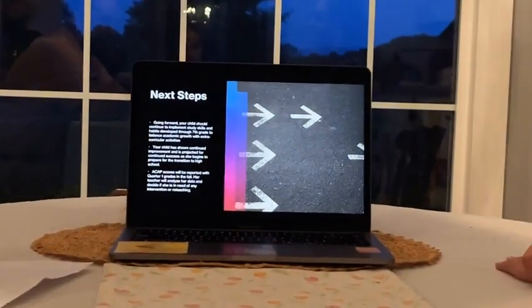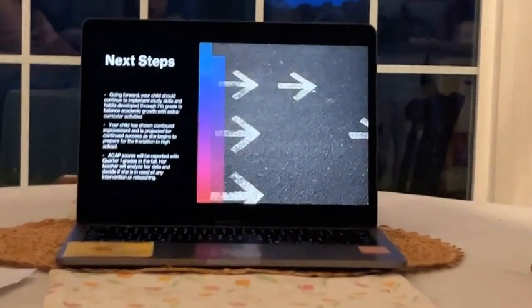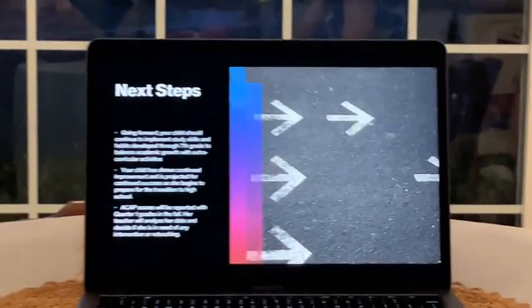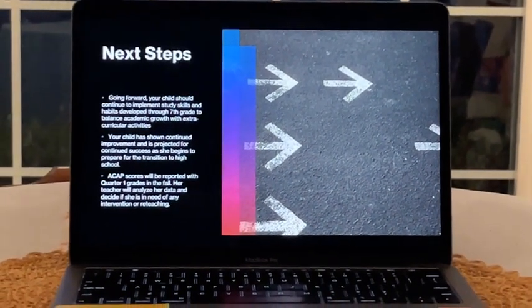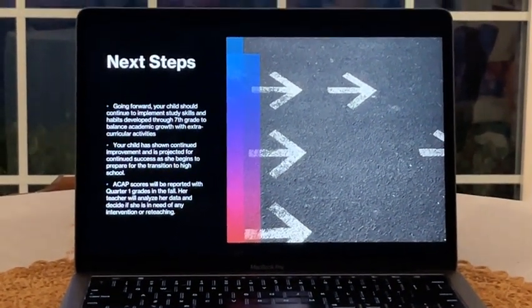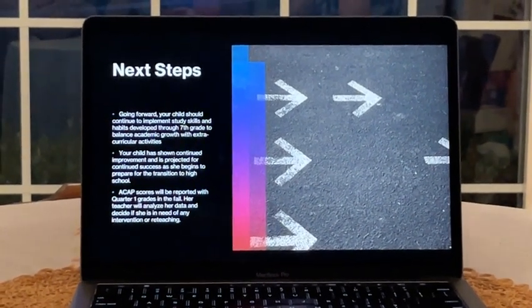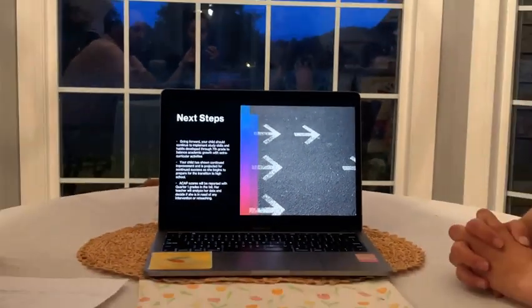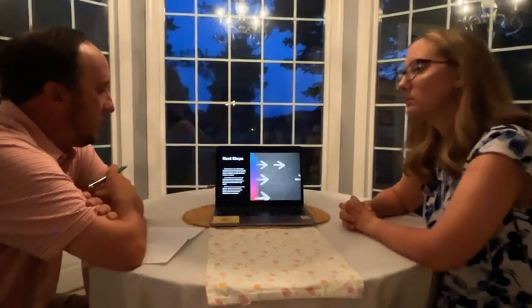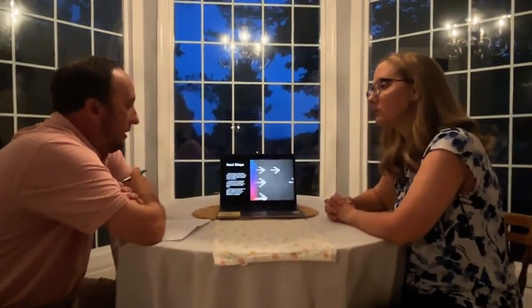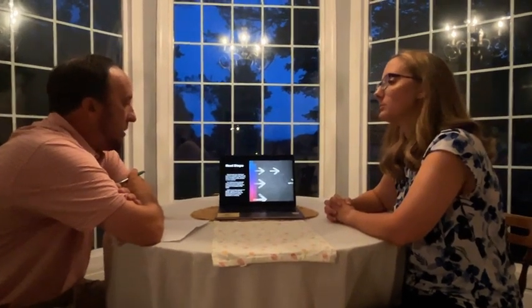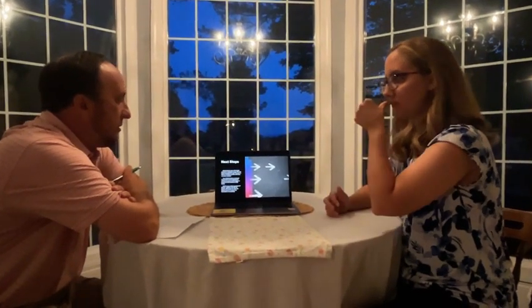So her next steps, what are your plans for her going forward? Just to help her academic abilities grow. What are some things that you would like to see her do in the future? She stays involved in a lot of extracurricular activities. She works hard in her class. I want to see her continue that kind of process.